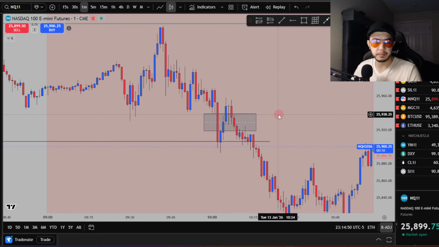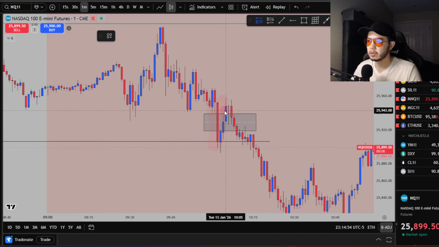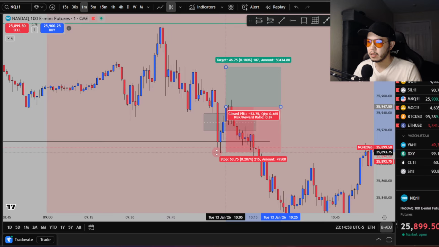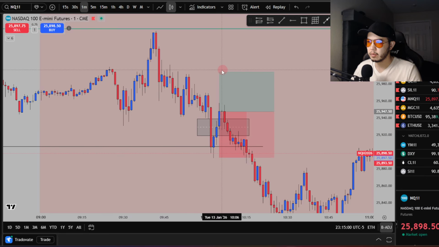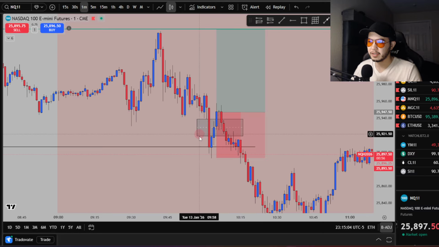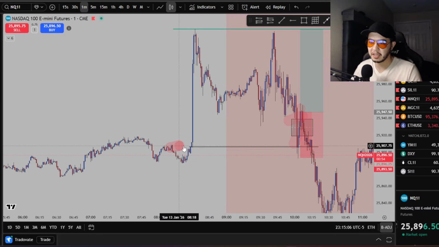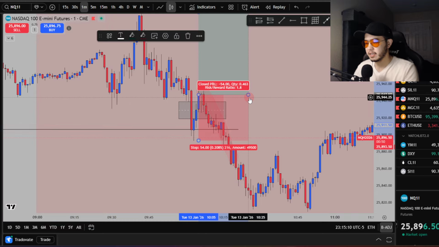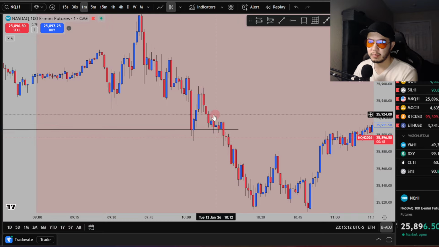And guess what I did? Cleanly came in. I just got in right here after we inversed the gap. The stop was right here, take profit was right here. Of course, the moment we inversed the gap after taking the low, the price just went the other way. But this was an A plus plus setup.